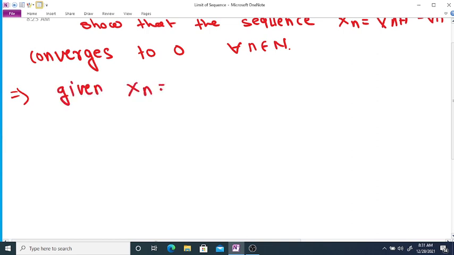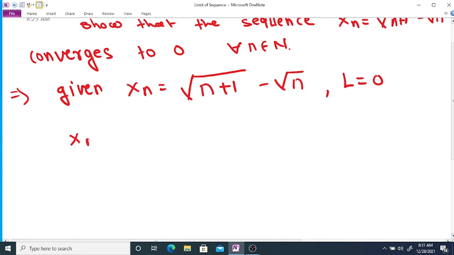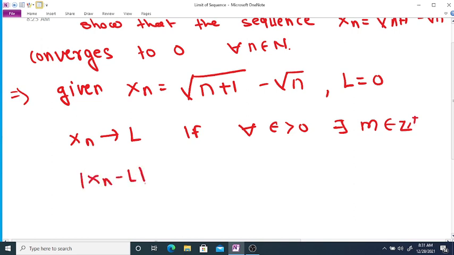Given xn is equal to square root of n plus 1 minus square root of n, the limit L is equal to 0. We can say that the sequence xn converges to L if for every epsilon greater than 0 there exists a positive integer m such that |xn minus L| is less than epsilon for every n greater than or equal to m.